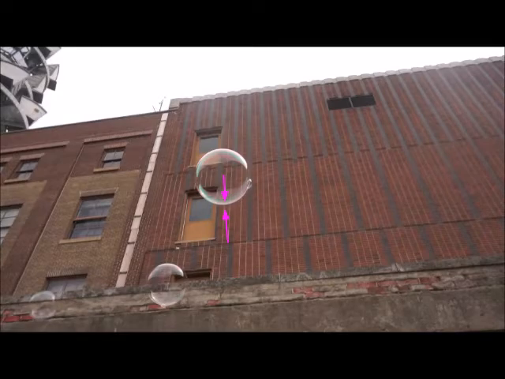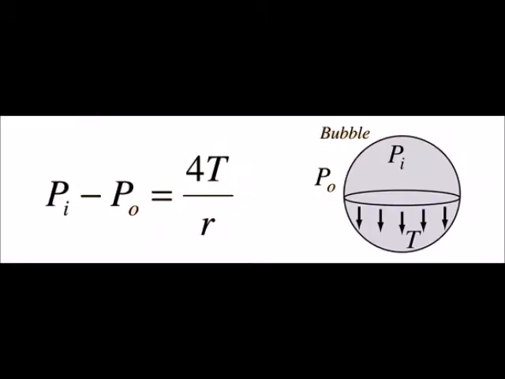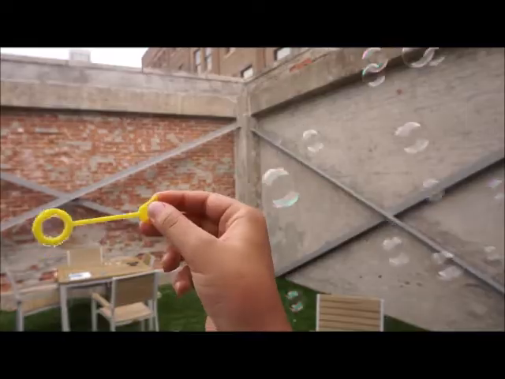A force like this can be visualized like two hemispheres, and noticing the internal pressure pushes the hemispheres apart. This is counteracted by the surface tension acting upon the circumference of the circle.